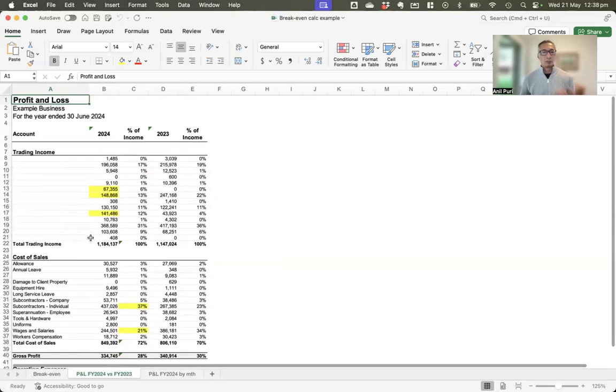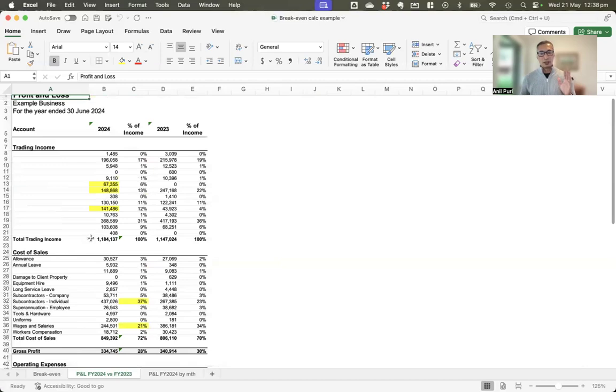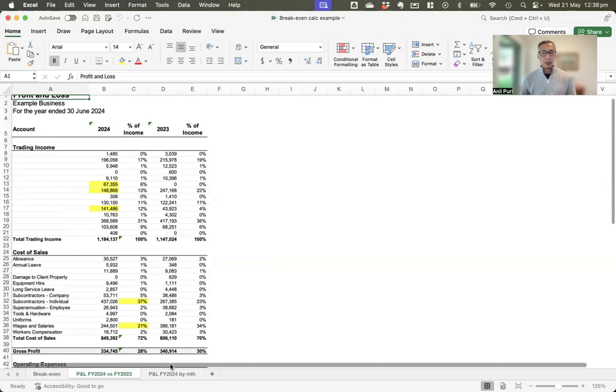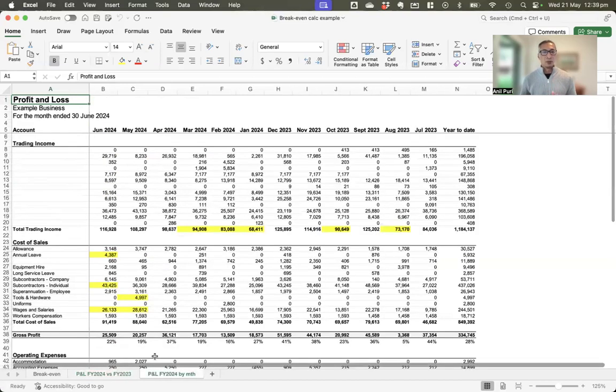Whenever I look at a P&L, I always look at it in relation to another period. So in this example, it's financial year to financial year. But I also look at these on a monthly basis. Whenever I look at my clients' financials, I always look at it in relation to previous months, because then you can see how this month compares, if there's any fluctuations, anything that stands out compared to the trend in previous months.